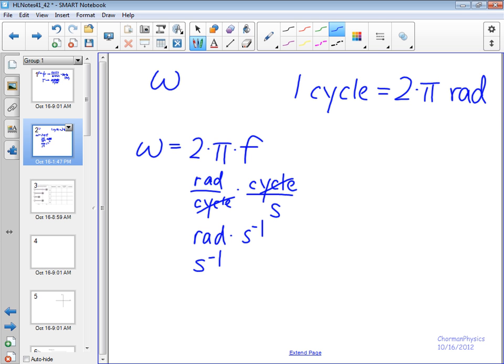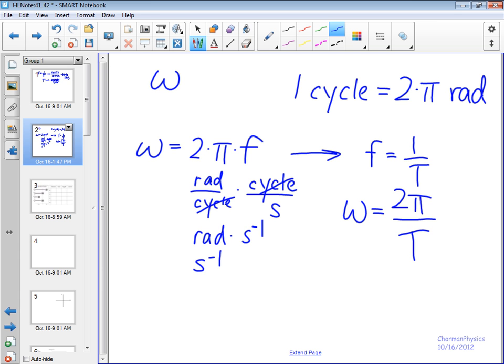Okay, so let's continue here. For angular frequency, there's one other way of looking at this. Don't forget, frequency is just equal to 1 over the period. So we can rewrite this as the angular frequency is equal to 2 pi all over the period. And we will sometimes use that as well.